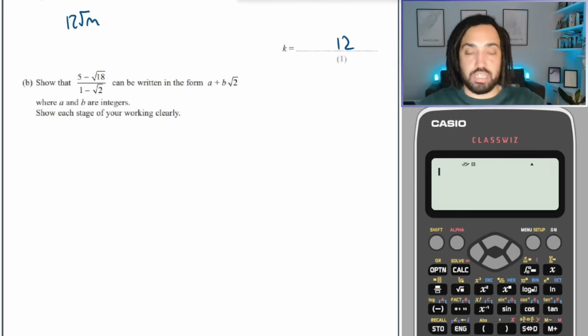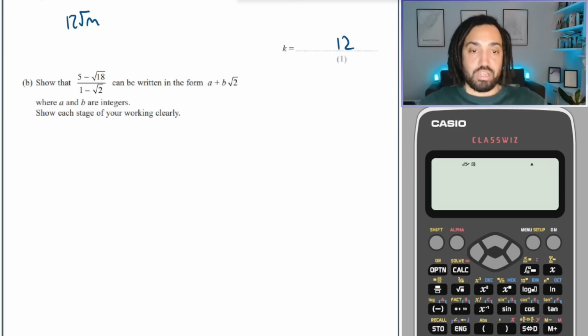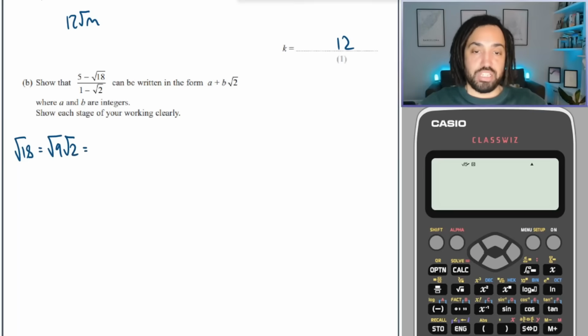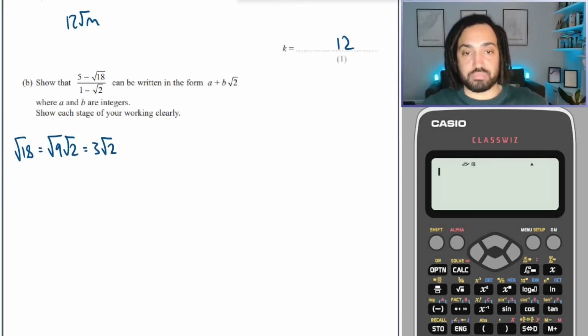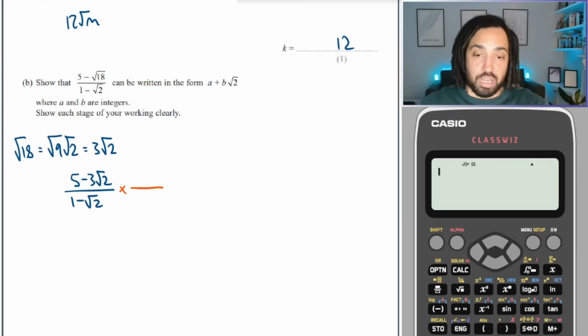Okay, classic rationalising the denominator here. So the first thing I'm going to do is look at that root 18, because I know that's the same as root 9 times root 2, and because 9 is square, I can write that as just 3, so 3 root 2. So we have 5 minus 3 root 2 over 1 minus root 2, and to rationalise the denominator of a third, we must multiply it by the same numbers on the bottom, but with the sign changed in between them.